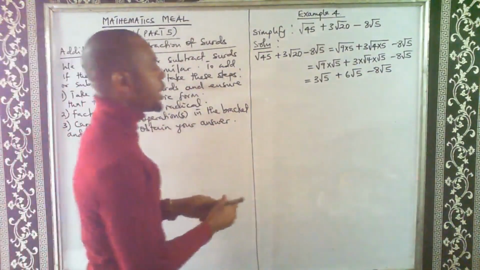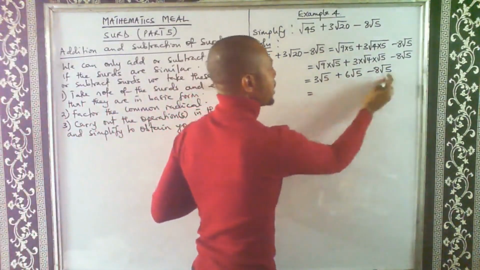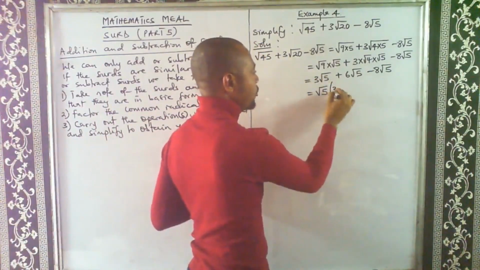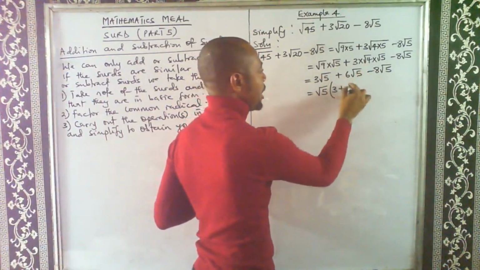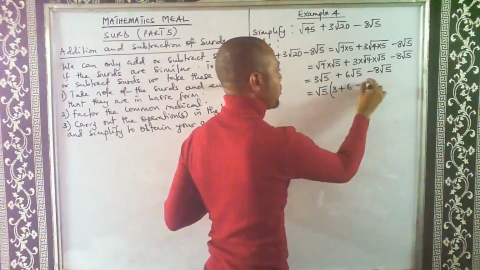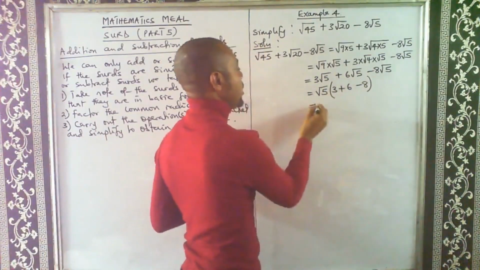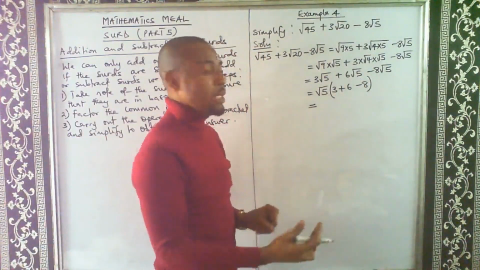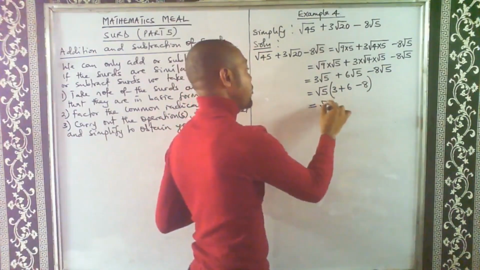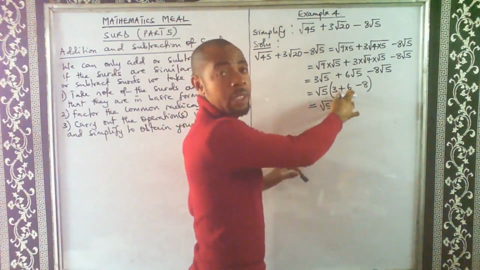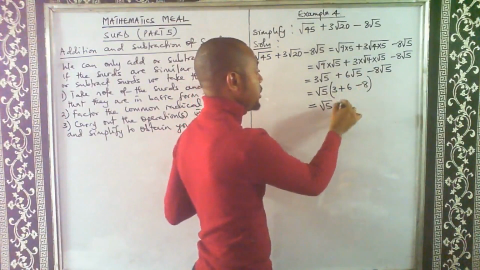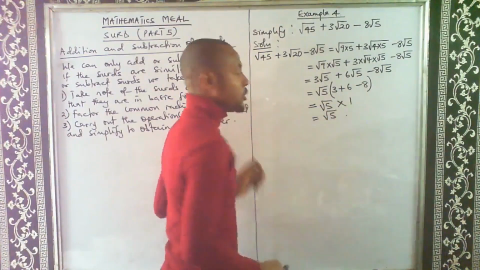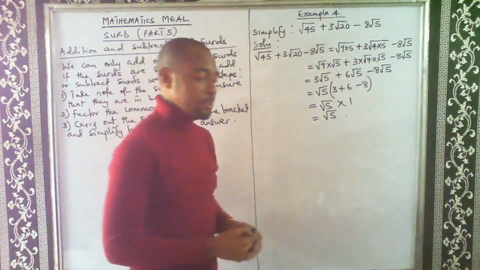Factor the common radical. In this case, the common radical is square root of 5. If I factor it here, I will be left with 3. Factor it here, I have 6. Here I have minus 8. Okay? Now we move further. Carry out the operation in the bracket and simplify to have your answer. So I have square root of 5 with 3 plus 6, which is 9. 9 minus 8 is 1. So 1 times this will give me square root of 5. That's beautiful.